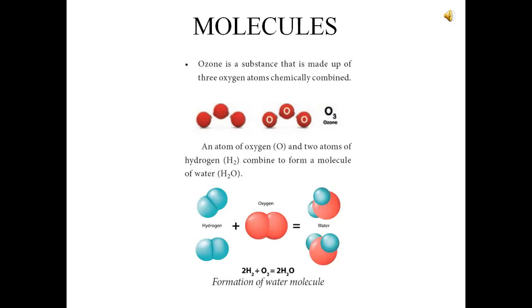Another example is the formation of a molecule. An atom of oxygen and two atoms of hydrogen combine to form a molecule of water. That is, the molecular formula of water, as you already know, is H2O. Here, one oxygen and two hydrogen atoms. So water is a molecule. See the equation: 2H2 plus O2 gives 2H2O. Hydrogen molecules and oxygen O2 give water H2O. This is the formation of the water molecule.